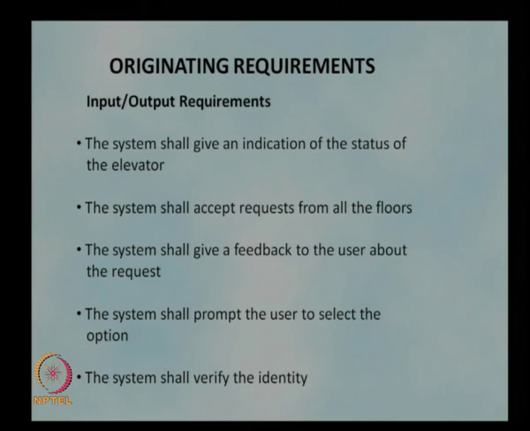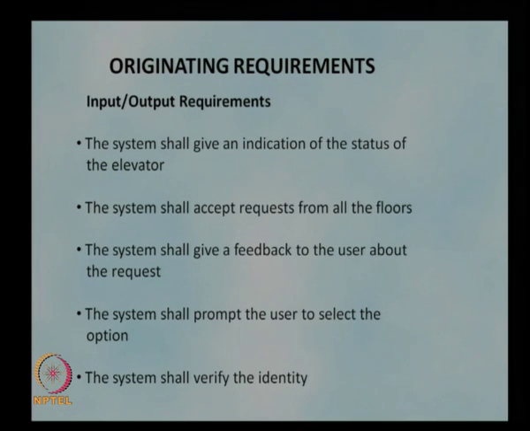So, for the case of the elevator, we can say the system shall give an indication of the status of the elevator. The system should have a facility to give an output indication of the status, whether it is in working condition or on which floor the elevator is at present. The system should be capable of giving that output. That is one of the output requirements identified.